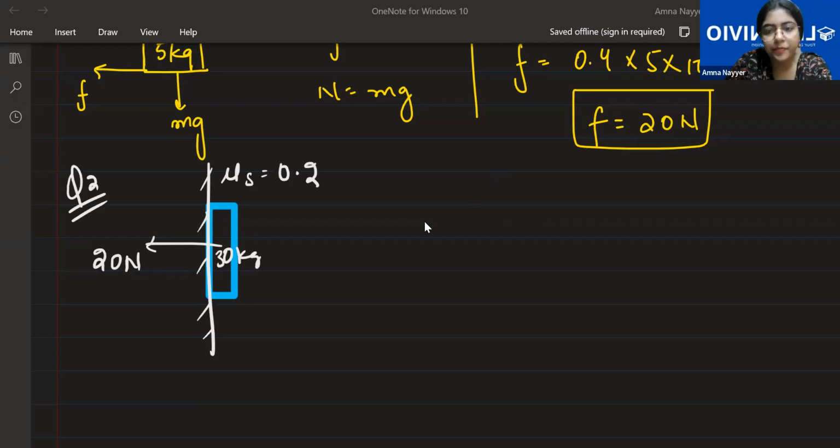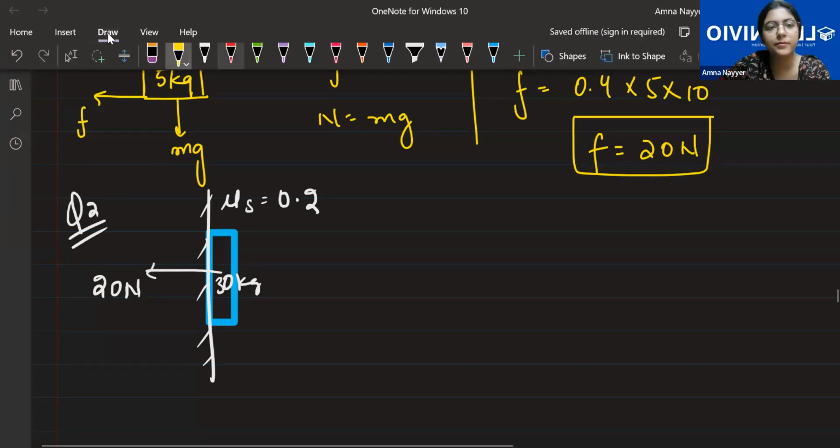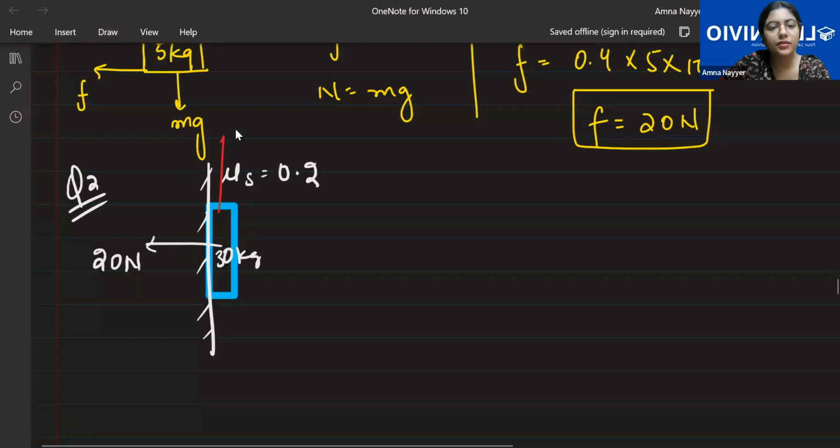See, the body has a tendency to move downwards. If I have something like this, the wall, and I leave it, it will have a tendency to move downwards, right? If I'll be holding it, it will be like this. As soon as I remove it, it will have a tendency to move downwards. If the body has the tendency to move downwards, it will move downwards. So the force of friction acts upwards.